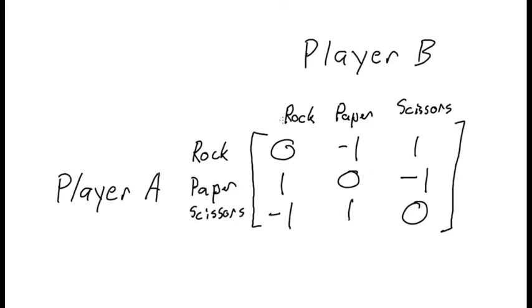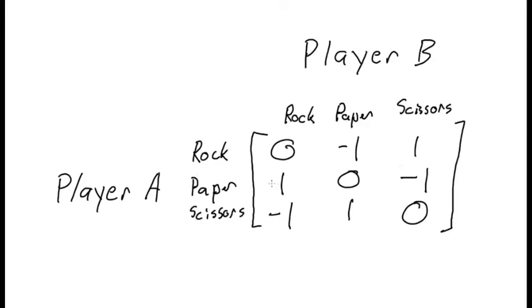Each of these values represents how much money would change hands and in what direction. For example, let's say you're player A and your friend is player B. If both of you throw rock, then $0 changes hands because you've tied. If you throw paper and your friend throws rock, since paper beats rock, $1 would change hands, from player B to player A, so you would win in that case.